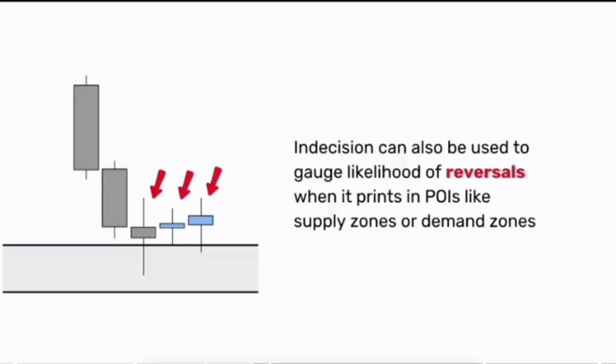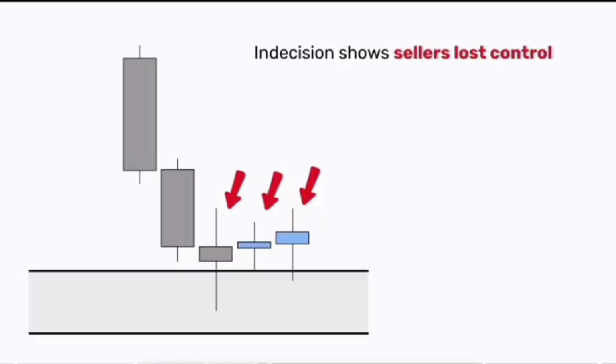And also one of its primary use cases is to gauge the likelihood of reversals when it prints in points of interest like supply zones or demand zones. So here we see a collection of different candles, which shows that after the selling move, the sellers have lost control. This itself doesn't confirm a trade.